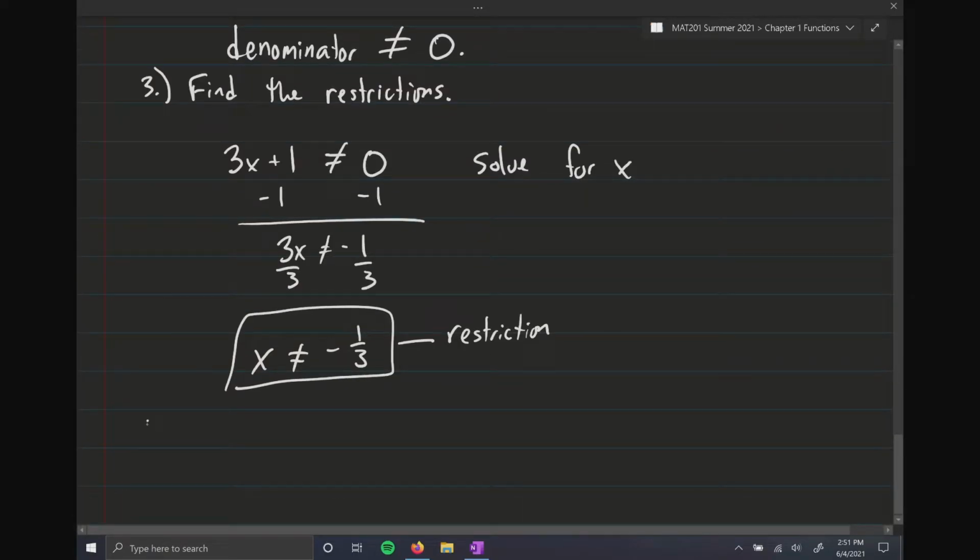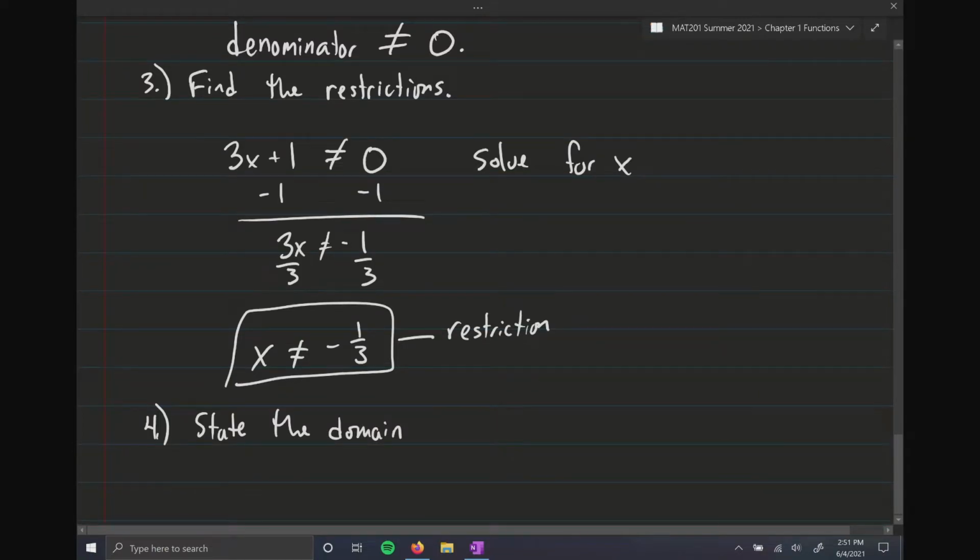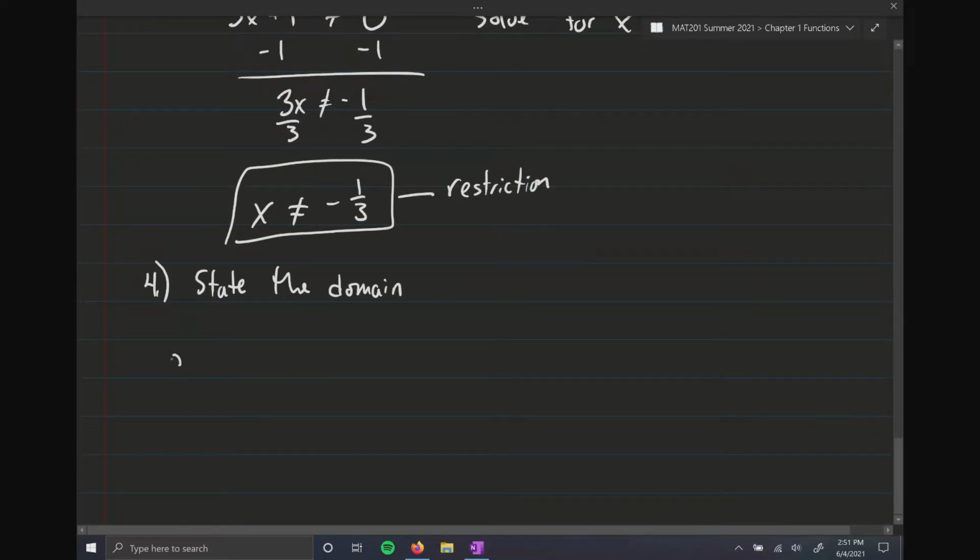And that's going to be step 4, which is just stating the domain. And I'm going to do this 2 ways, because some people learn different ways, so I'm going to give it to you 2 ways. The first way you can write the domain, simply state it. All real numbers, comma, x cannot equal negative 1/3. That's the first way you can state the domain. The second way is interval notation.